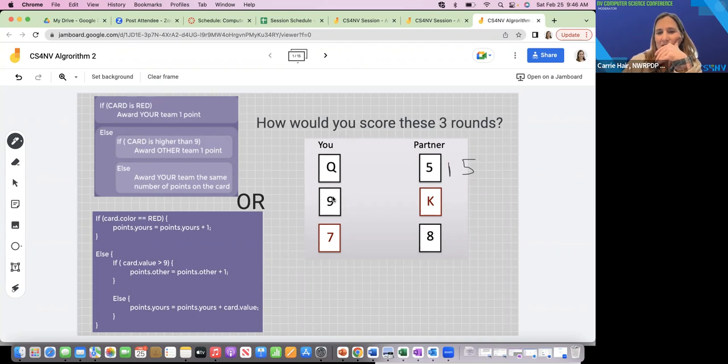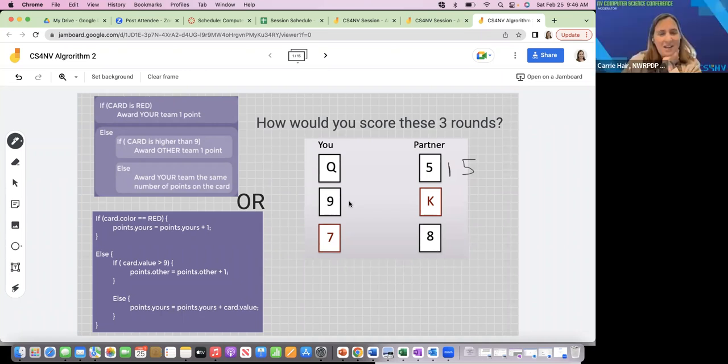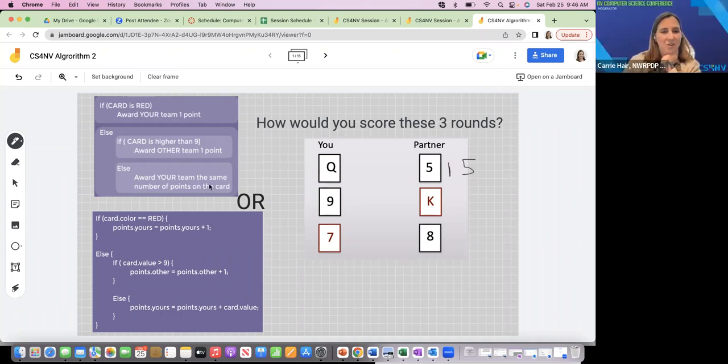Okay, so this round here, the 9 and the king. 9 is not red. So now I need to go to the second decision. Is 9 higher than 9? Nope. If it said higher than or equal to, then we get to go down here and it says give yourself 9 points.